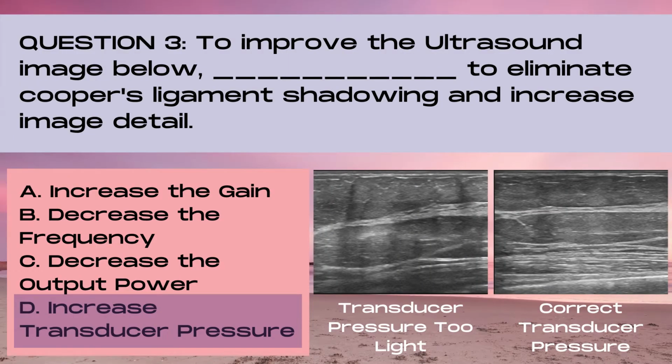Increase transducer pressure. Transducer pressure or compression is the amount of pressure applied with the transducer to the patient's body. In the breast, transducer pressure should be firm enough to produce a crisp image with high image detail and to eliminate Cooper's ligament shadowing. When the pressure is too light, you get artifactual shadowing and decreased image detail.